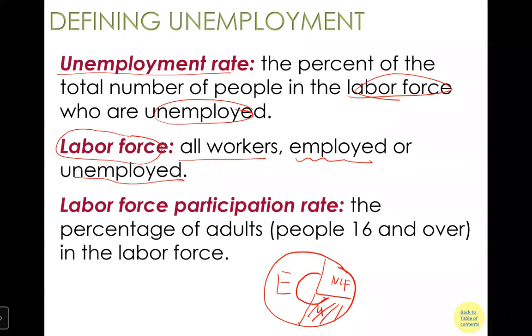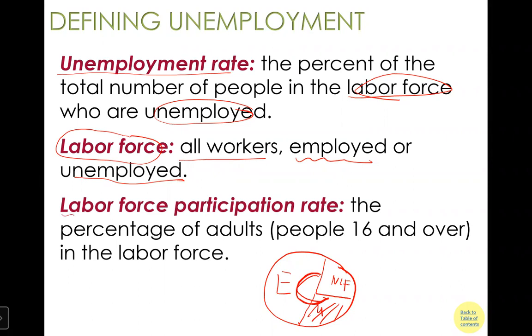The denominator is going to be this part. We do not divide by the total population, and we do not divide by the adult population. We just divide by the labor force. Okay, so this is the unemployment rate.